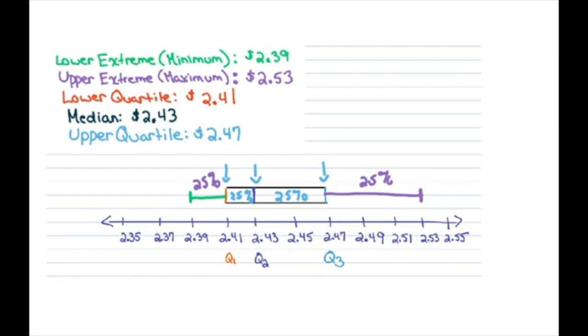So now you know how to identify your data values in your 5-number summary. And you know how to put them on an actual box plot.